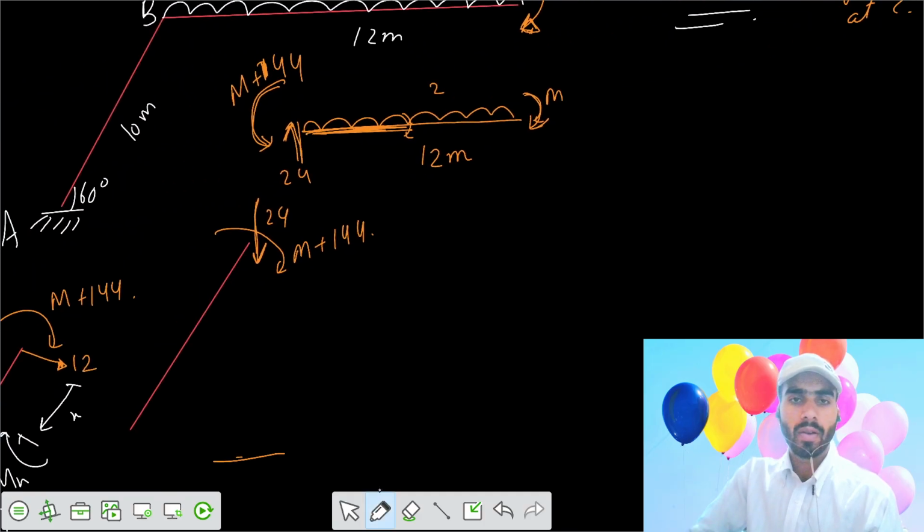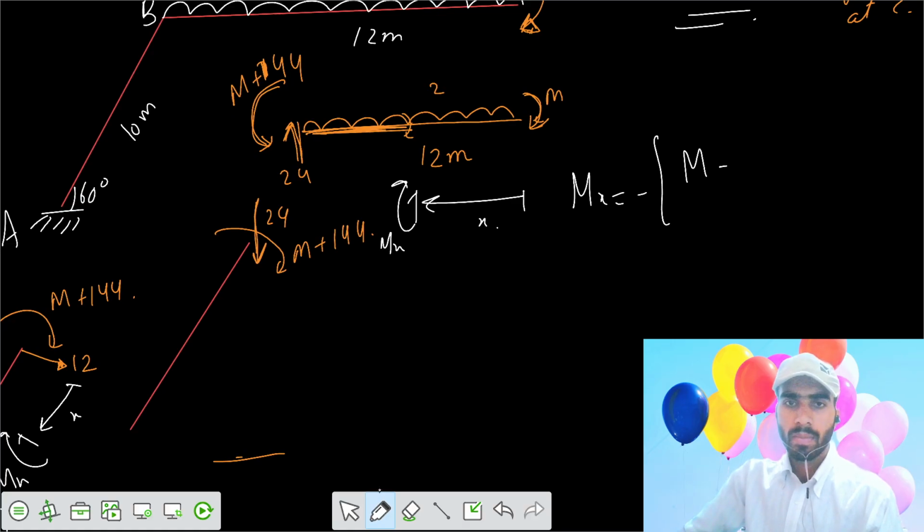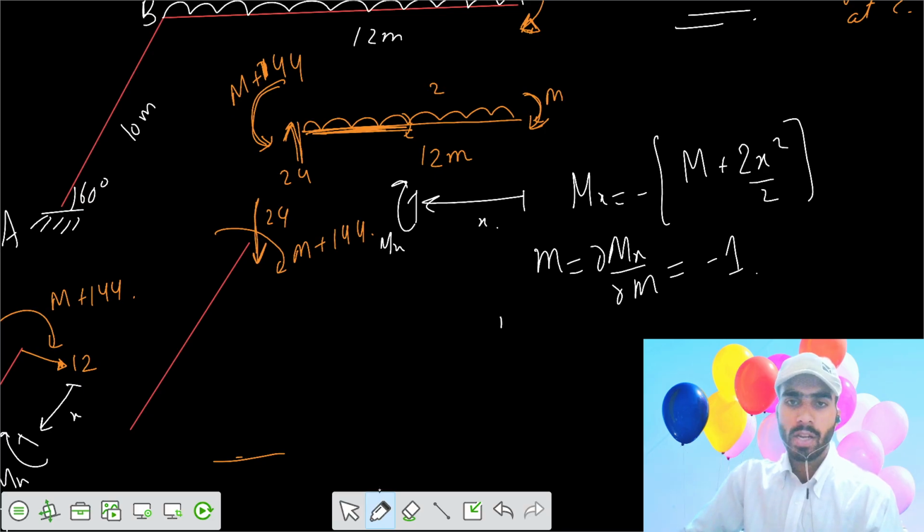And similarly, we can get the value of moment at any x in this part also. What is the value of moment at any x? That's minus times M, this was your clockwise, plus wx square by 2, that's 2x square by 2. Yeah, this is your relation. Then finally dou Mx by dou M is minus times 1. So the range of x is 0 to 12, and for AB we have a range of 0 to 10.